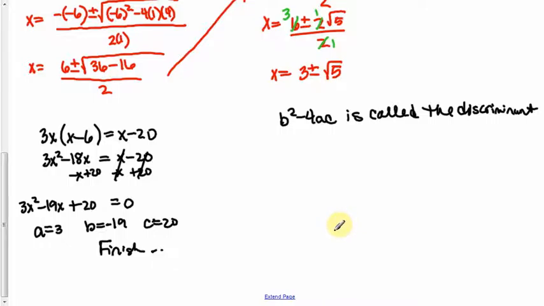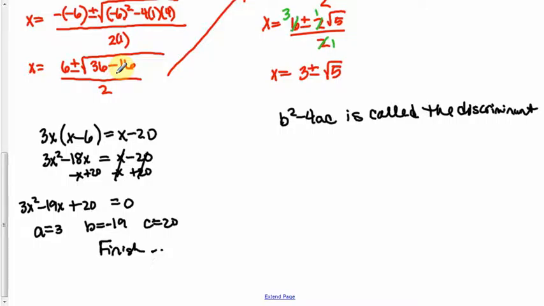Just that part of it, because it's underneath the radical. If it's a perfect square number, then you can take the square root of it. If it's a positive number but not a perfect square, then there's going to be another situation. If it's a negative number, you're going to have imaginary solutions. That part, this part right here that goes underneath the radical, is very important in being able to tell you what kind of solutions you're going to have.